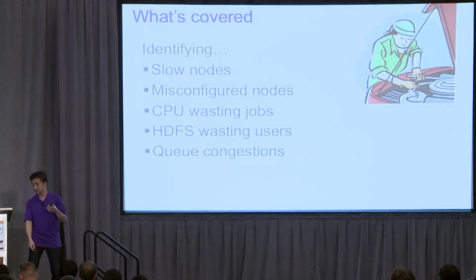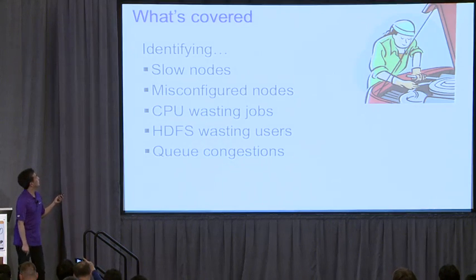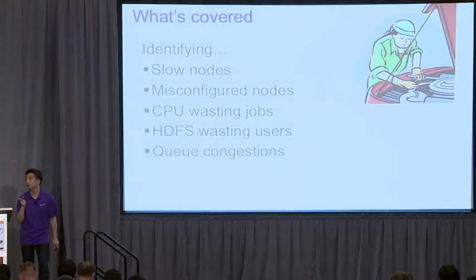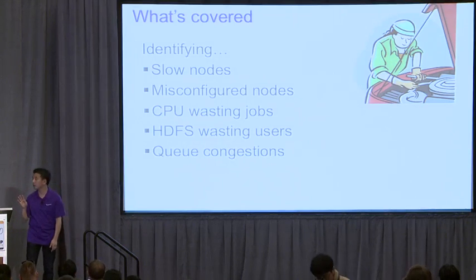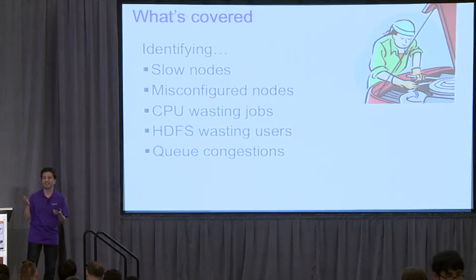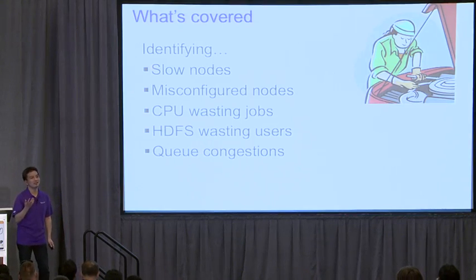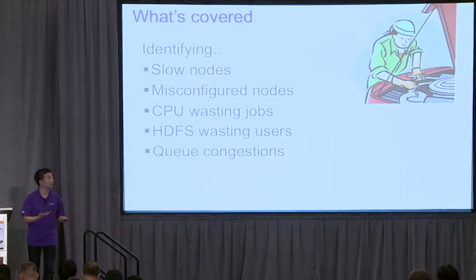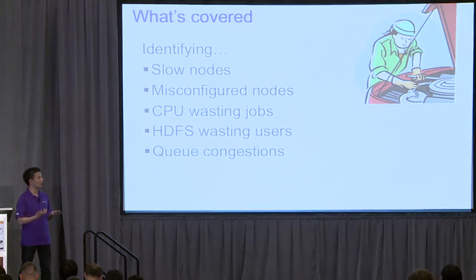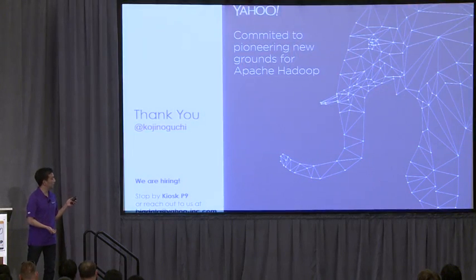So those are the things that I covered: identifying slow nodes, misconfigured nodes, CPU wasting jobs, HDFS wasting users, and queue congestion. And this is probably like maintaining your car. Even if your car is running fine, you always want to check your car periodically. And same here, even if your cluster is running fine, you want to check some of those things so that you are prepared, instead of getting hit by a huge problem at once. With that, it's my talk, and I'd like to open for Q&A.